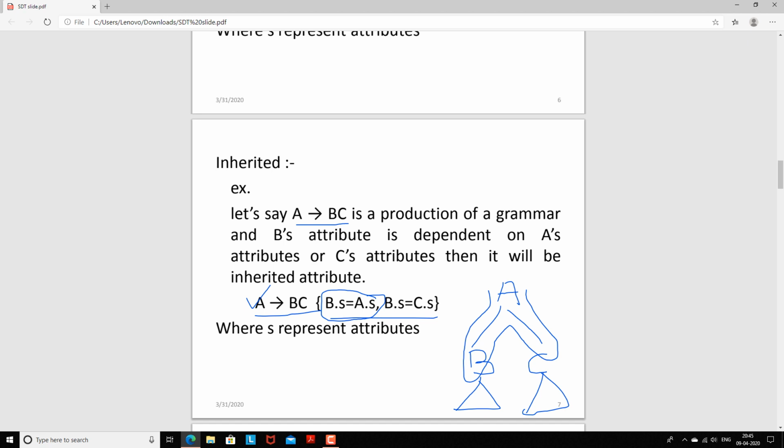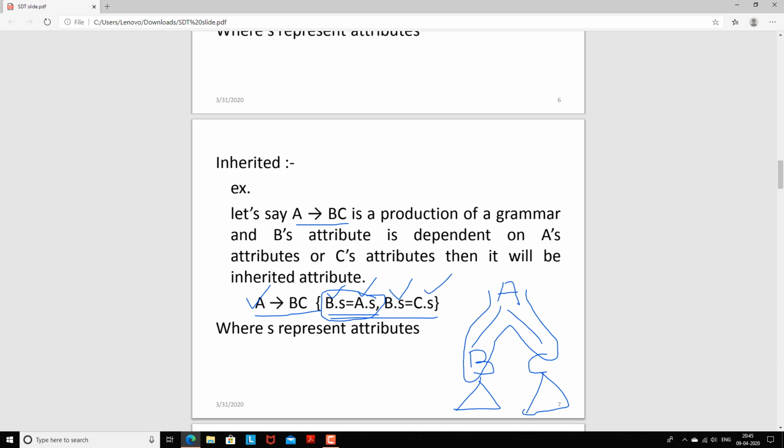Here you can see that this action suggests that the value of B node is calculated with the help of node A. Means the value of the child node is calculated with the help of the value of the parent node. And here the value of B node is calculated with the value of C node.